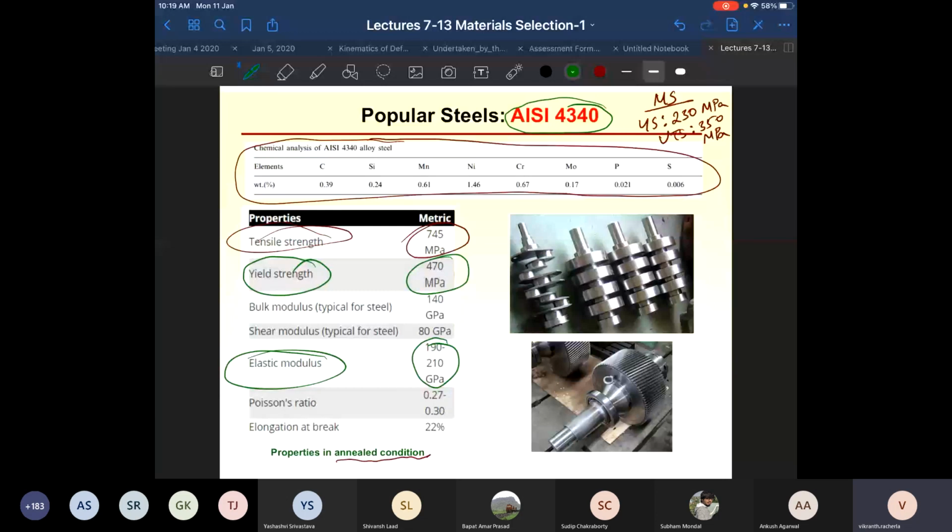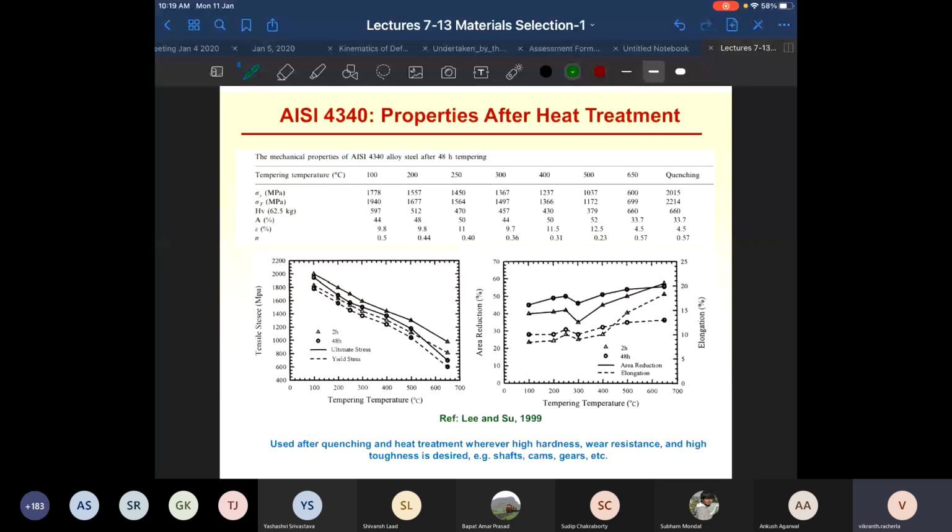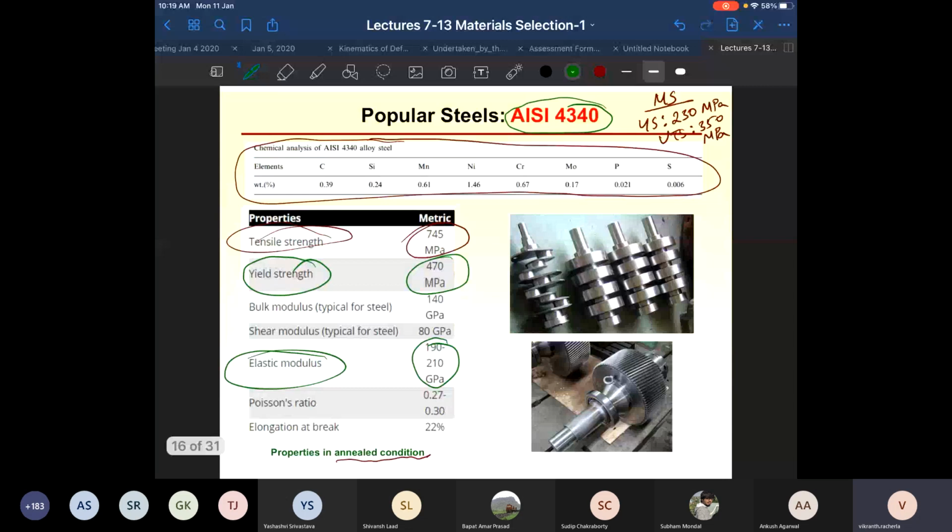Whenever you want your part to be really hard, why would you want your material to be very hard? Take for example, sorry, let me go back to the previous slide. What are the parts which I am showing over here? What is this part here? A camshaft. So this is a cam. What is this? That's a crankshaft. What is this? It's a gear of some kind. It is a helical gear. Now, I have pasted these pictures.